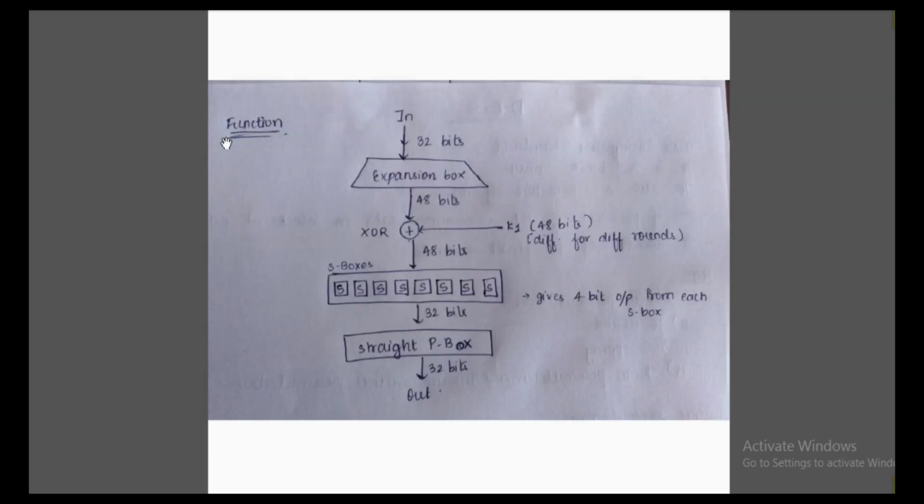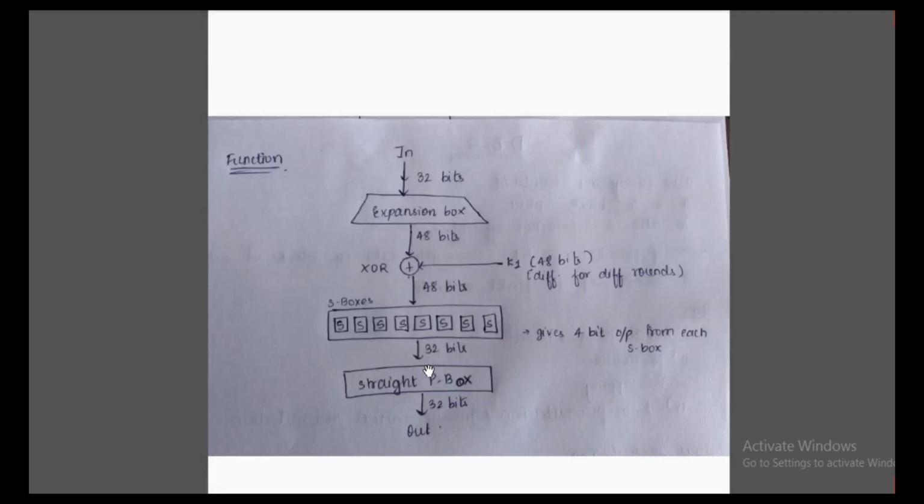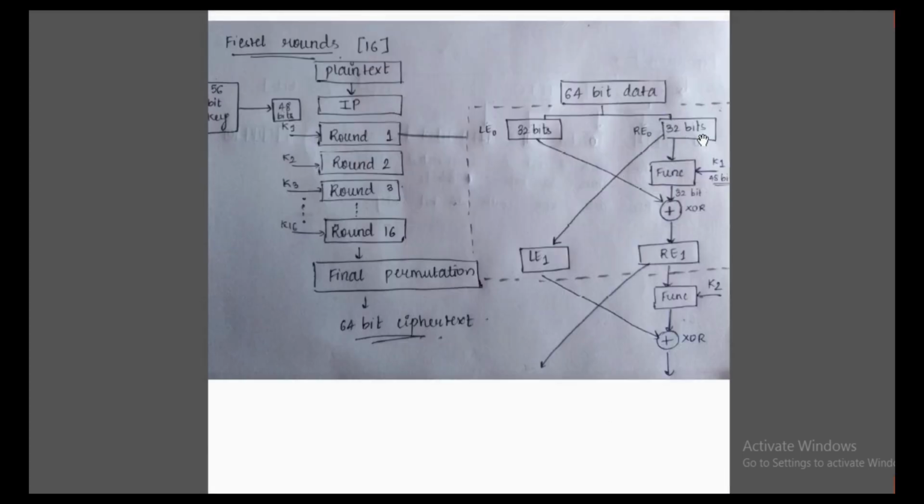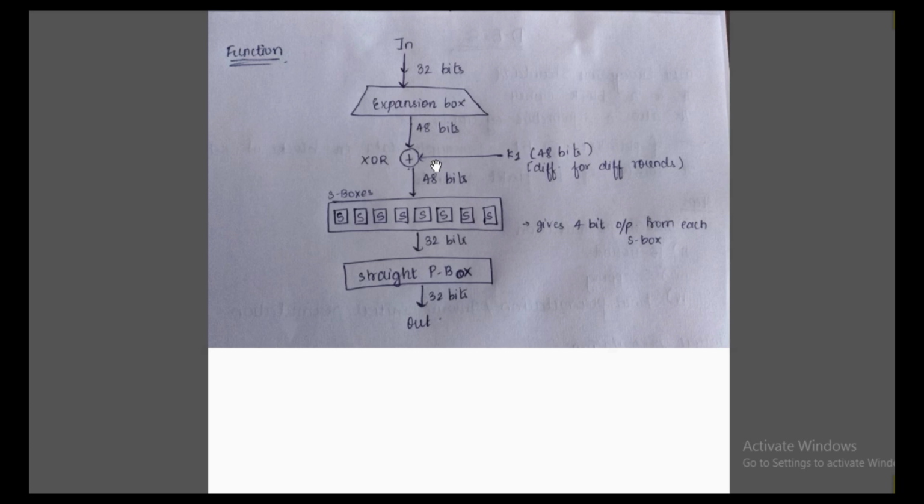Now we are talking about the function which we have used here. So what happens in this function is, we know that we get 32 bits of input. So this 32-bit input is this part which we are getting, and this is the key 1 of 48 bits which we are giving here.